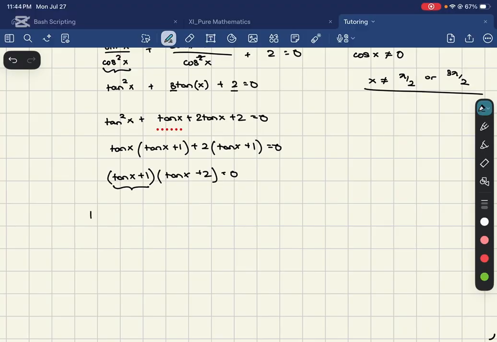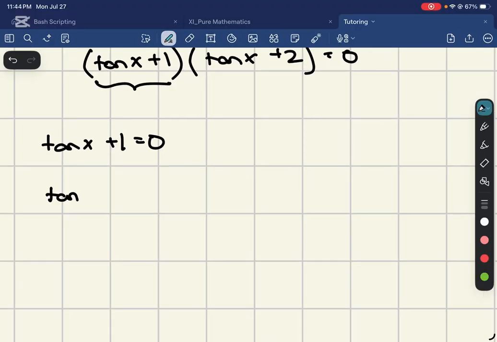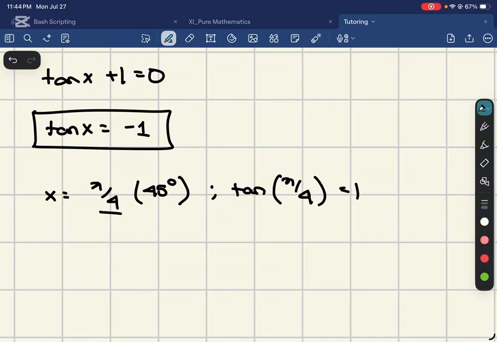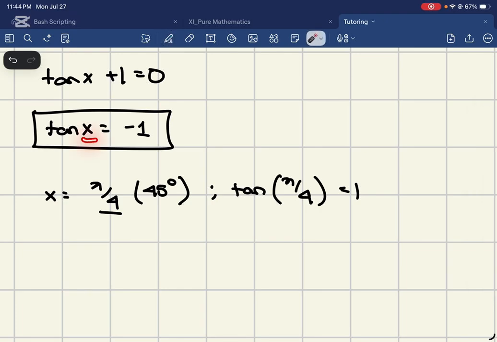So first of all, let's let tan x plus 1 equals 0. And that just means tan x is equal to negative 1. Now, for which angles is tan of x negative 1? Well, we know that if x is equal to pi over 4, which is 45 degrees, tan of pi over 4 is equal to 1. And remember, this is an acute angle. So if we know the acute angle, we can figure out which angle gives the negative of that value by just pushing this angle into the right quadrants, right?